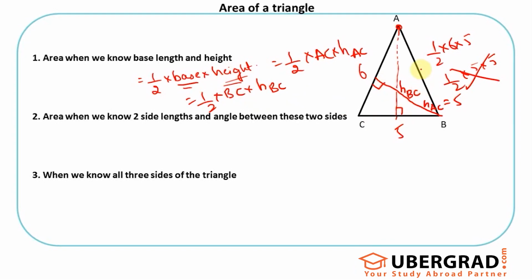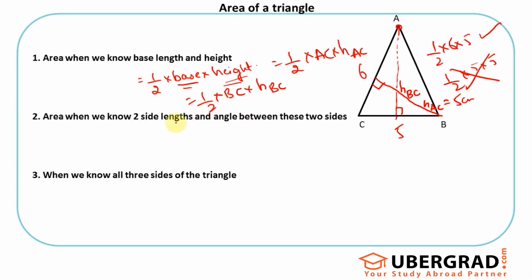The base is defined based on what height I am using, because the height drawn to the side AC is 5 centimeters, let's say. So I need to use the base AC, not BC. That's why half into 6 into 5 is the correct one, right? Be careful on that part. That's the formula, half into base into height.